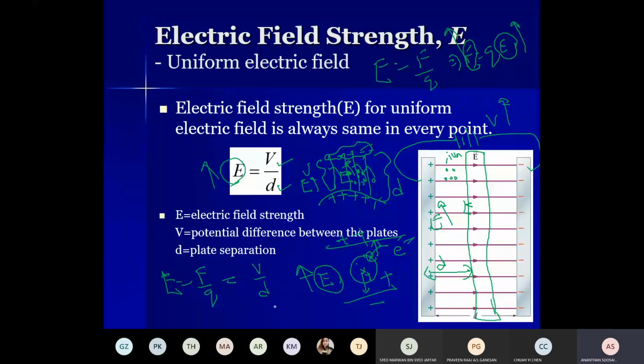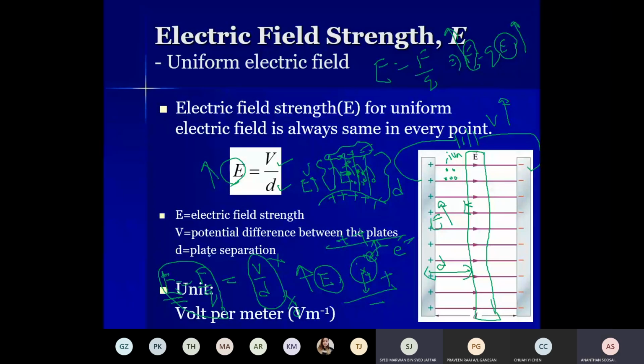But in the exam, if they ask you to define electric field strength and you write potential difference divided by the plate separation, you get 0 marks. You won't get marks for defining it as V over D. You have to define electric field strength as force per unit positive charge. Don't define it using V over D. Every quantity can have lots of formulas, but only one formula defining it.